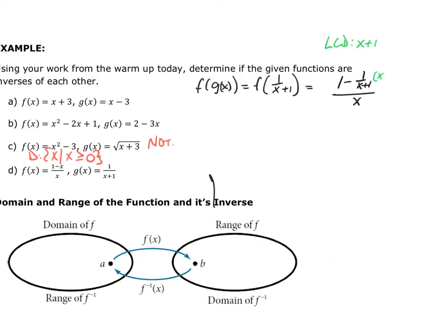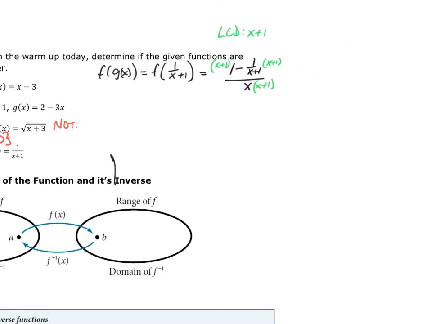So I'm going to multiply this by x plus 1 over 1, this by x plus 1 over 1, and this by x plus 1 over 1. And that'll allow me to clear my fractions. So this is going to be equal to x plus 1 minus 1 over x plus 1. In my numerator I get x, and then here x plus 1. And so I end up with 1 over x plus 1. This does not equal x, so these are not inverses.